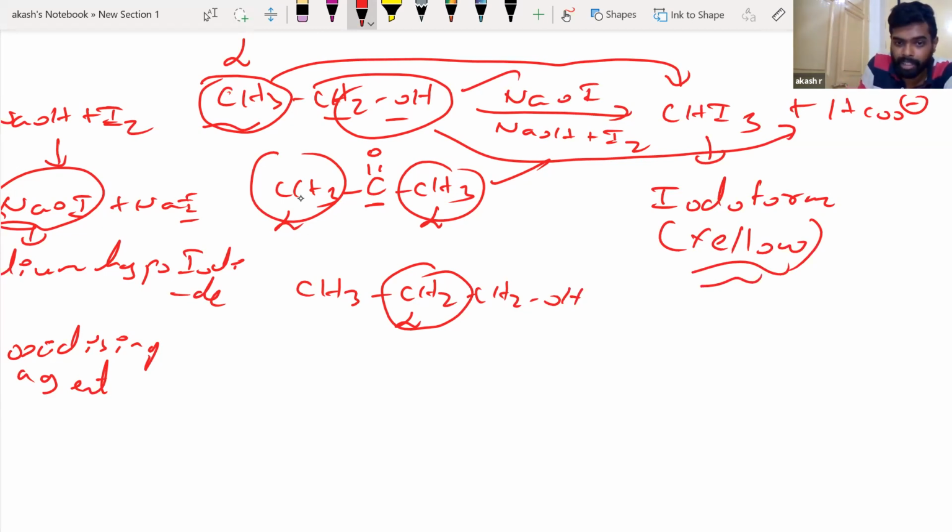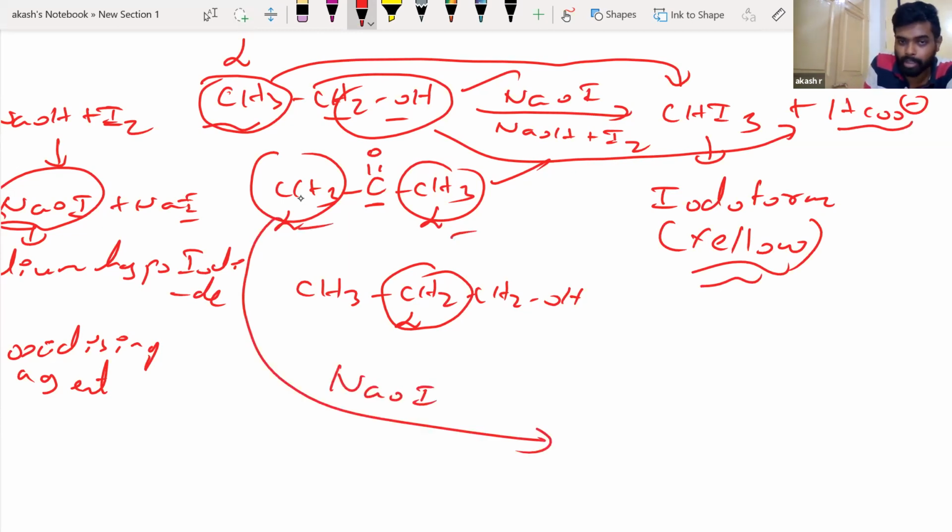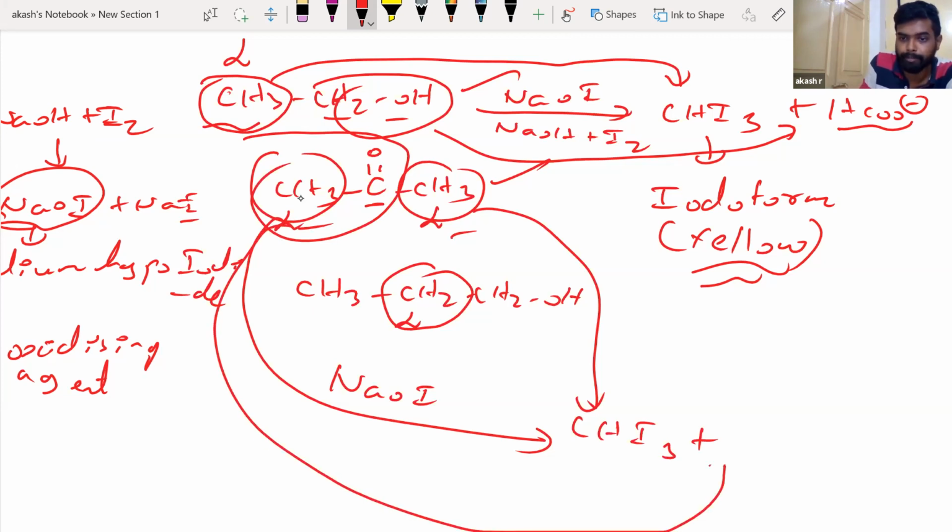Now the same thing can happen with this also. Say if I put NaOI, either one of the methyl groups, say this one, will form the CHI3, and the remaining part, now how many carbon atoms do I have? 2 carbon atoms, so you'll form CH3COO minus. Alpha methyl group will form the iodoform, that is yellow in color, and whatever is remaining, just convert it into acid.